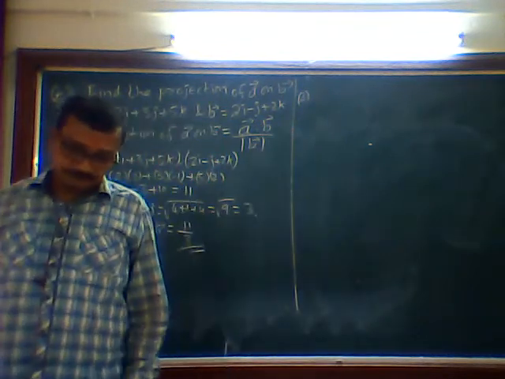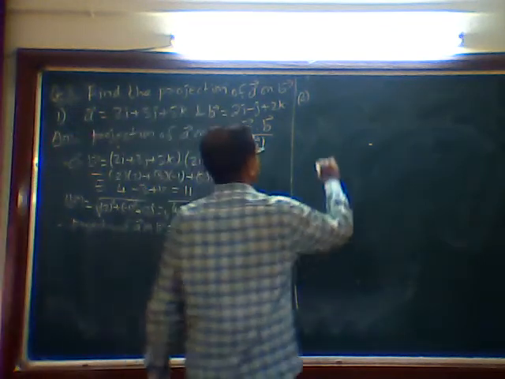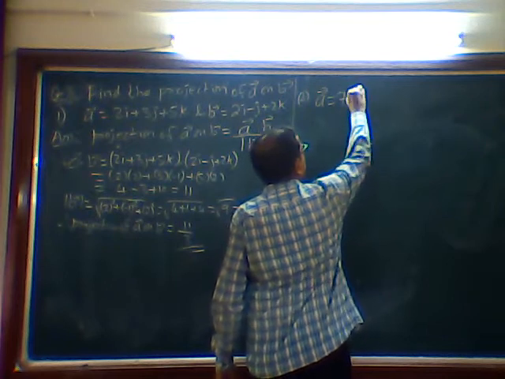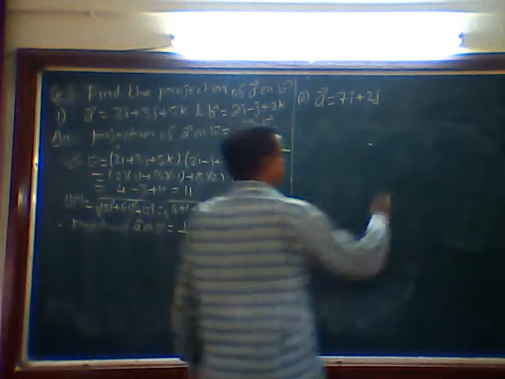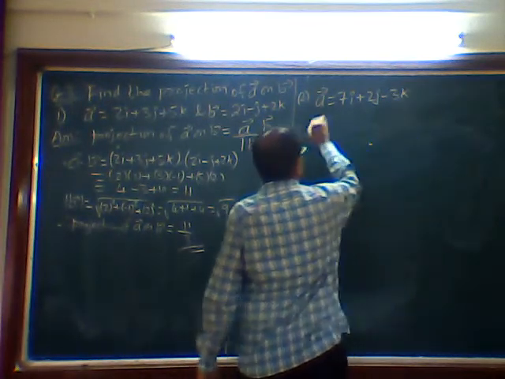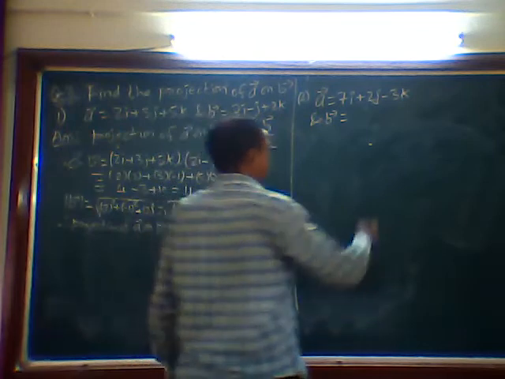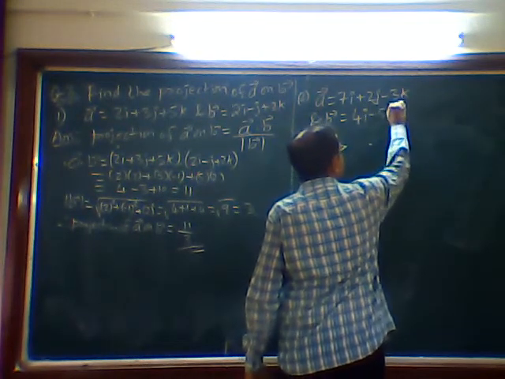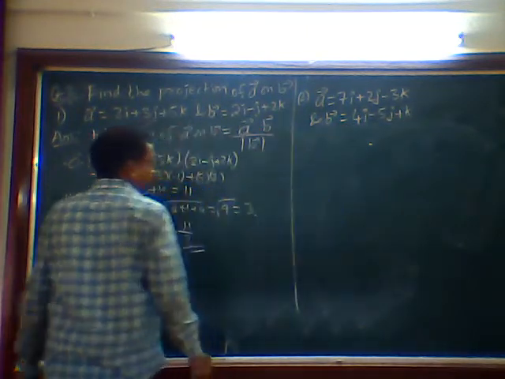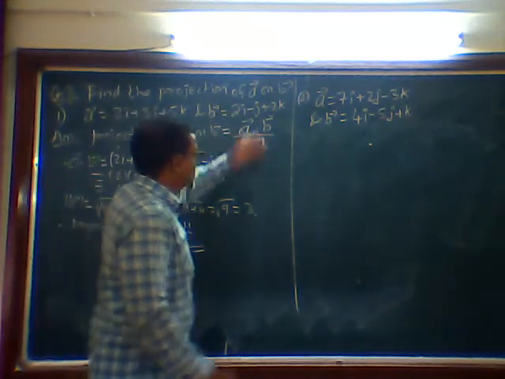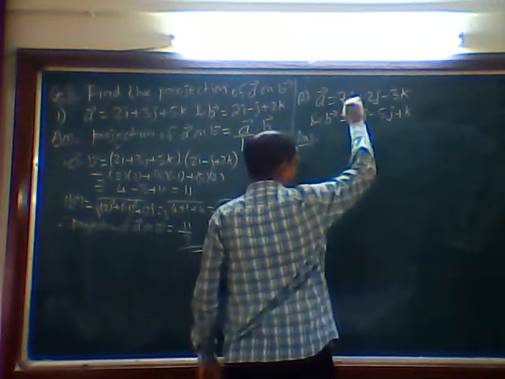Second one. a bar is equal to 7i plus 2j minus 3k and b bar is equal to 4i minus 5j plus k. The same way, for the projection of a bar on b bar, first we find a bar dot b bar. The question is the same, only a bar and b bar are changing.